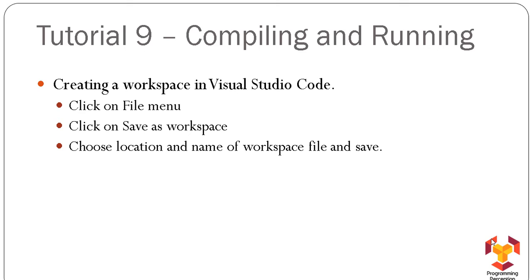Now to do that, we have to create a workspace in Visual Studio. Creating a workspace is not mandatory. You can create projects without creating a workspace, but creating a workspace keeps all the projects in a systematic manner and they can be retrieved very fast. A workspace is nothing but a collection of projects and it is saved in Visual Studio in the form of a file. Now, how to create a workspace? Open Visual Studio Code, click on the File menu, click on Save as Workspace, choose the location and name of the workspace file and save. Very easy steps to follow.